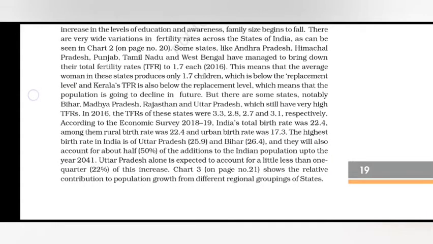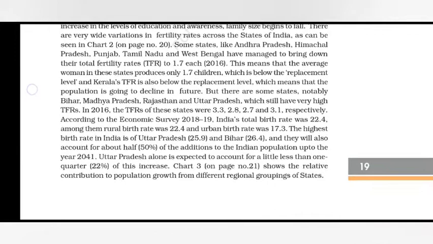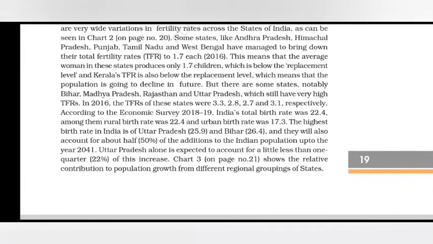as can be seen in Chart 2. Some states like Andhra Pradesh, Himachal Pradesh, Punjab, Tamil Nadu, and West Bengal have managed to bring down their total fertility rates to 1.7 each. This means that the average woman in these states produces only 1.7 children.